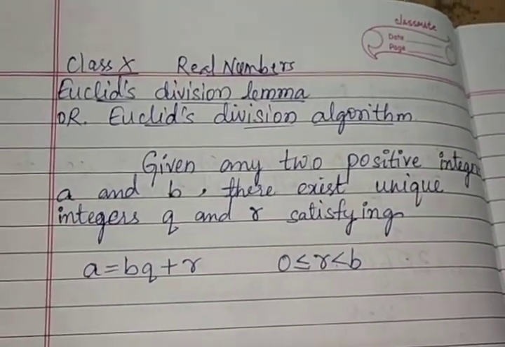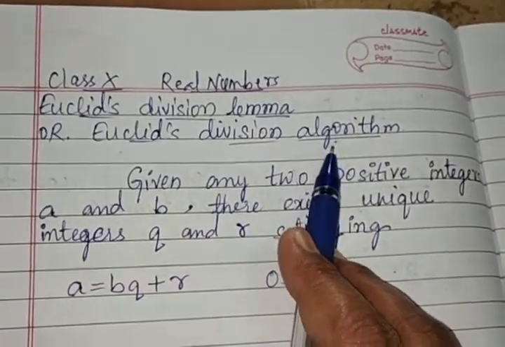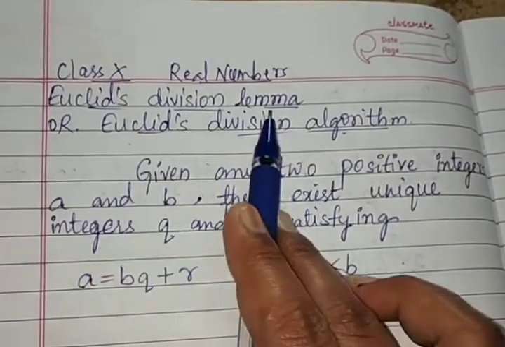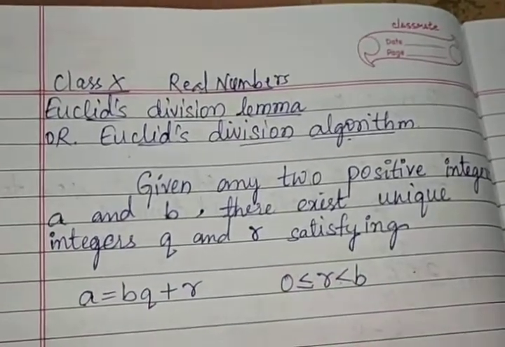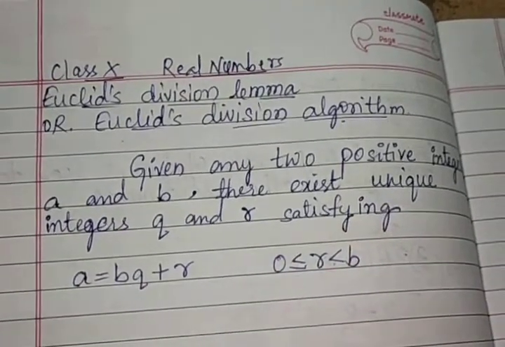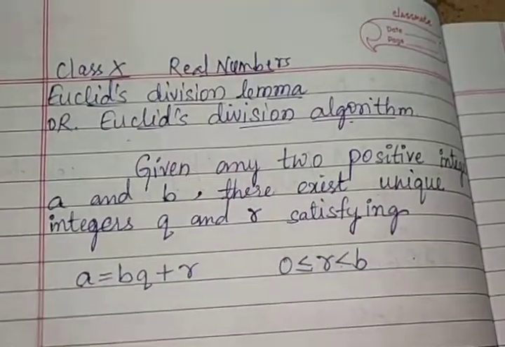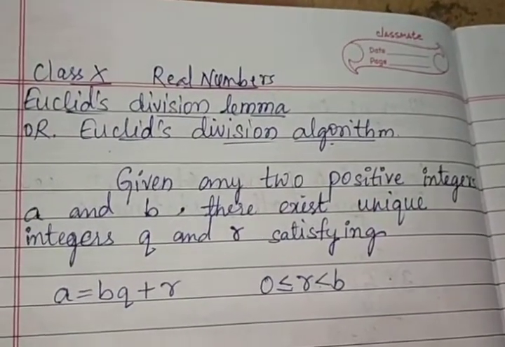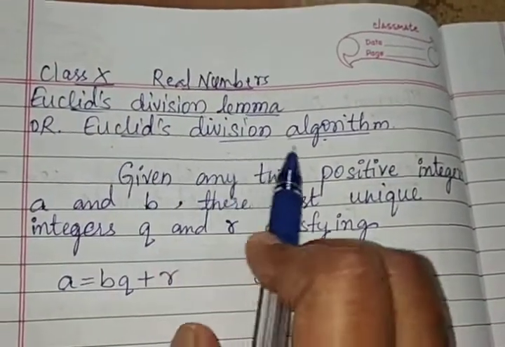It's Euclid's division lemma or Euclid's division algorithm. I have already explained what a lemma is and what we are going to learn in this chapter in my previous video. Please go through that link which is given in the description box and watch the previous video to understand the concept clearly. And today we are going to learn what is Euclid's division lemma or what is Euclid's division algorithm.